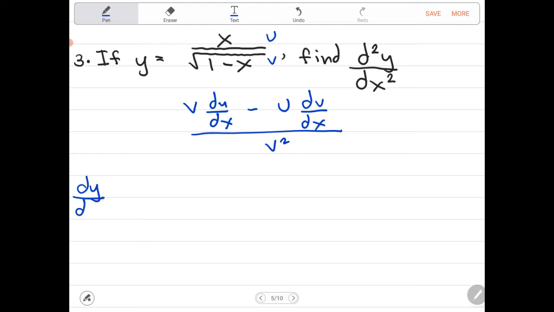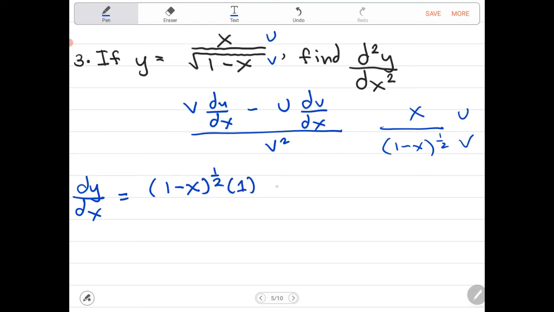So dy over dx is equal to, so ang una natin gagawin, we are going to change the radical into exponential. It will be written as x all over 1 minus x raised to 1/2. Okay? So this is u, this is v. So v, the denominator, 1 minus x raised to 1/2 times the derivative of u, the numerator, which is x. So that is 1 minus u, that is the x, times the derivative of v, this one, the denominator.